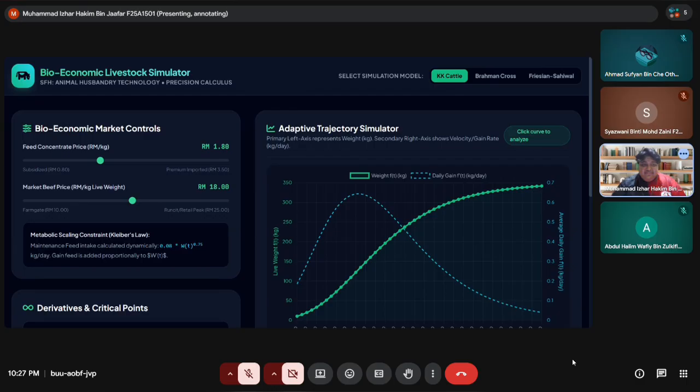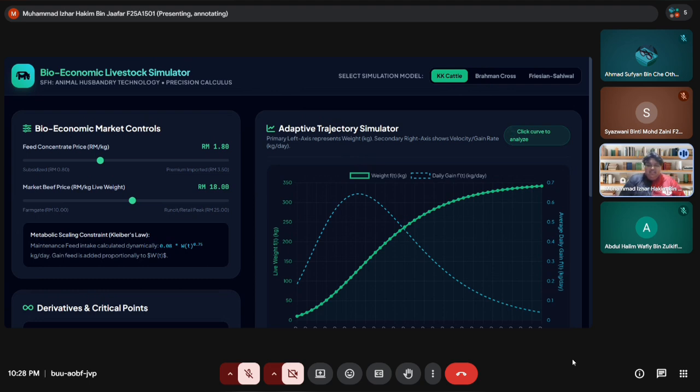Okay, so next I will explain the first derivative, growth rate. The derivative represents the animal growth rate, also known as average daily gain. This value tells us how much weight the animal gains each day. A higher growth rate means the animal is growing more efficiently. Farmers can use this information to identify periods when feed conversion is most effective and when growth performance is at its peak.